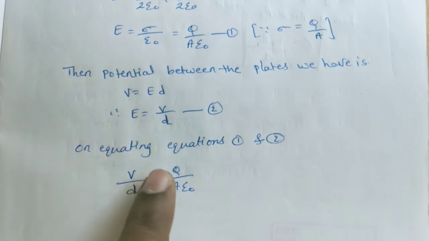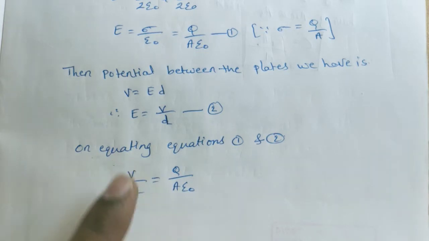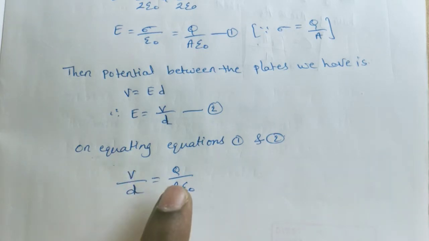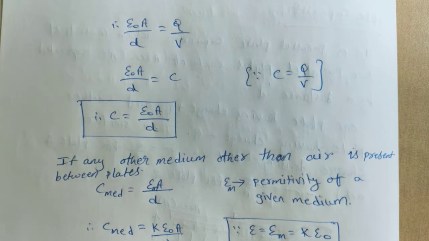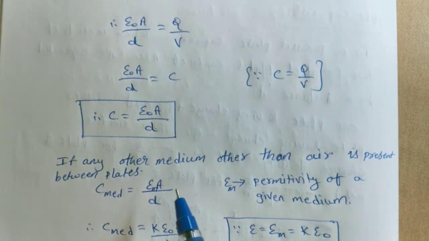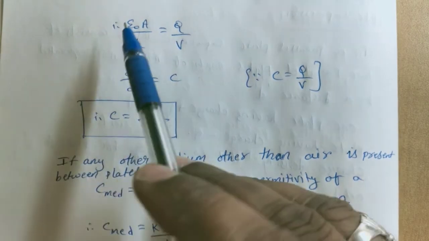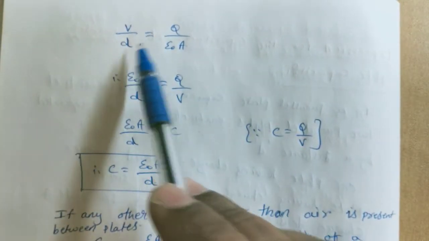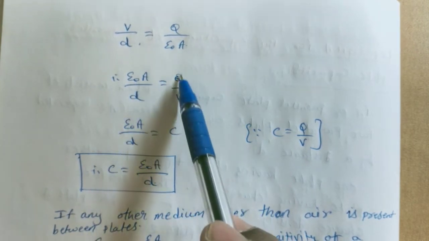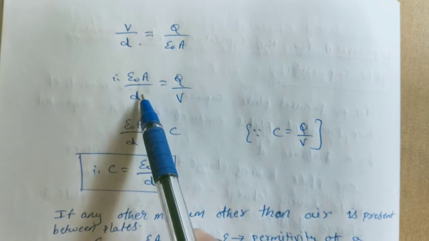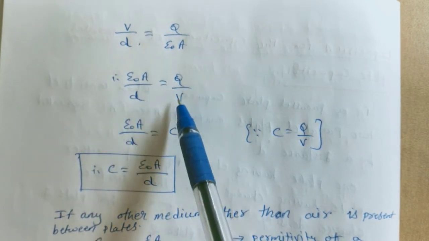On equating both equations 1 and 2, we can write V by D equal to Q divided by A into epsilon naught. Once again, V by D is equal to Q divided by A into epsilon naught. Further, rearranging the equations, V by D is equal to Q divided by epsilon naught A. Then we can write Q by V equal to epsilon naught A by D. Therefore epsilon naught A by D is equal to Q by V.